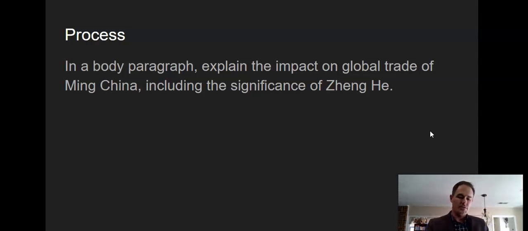All right, so you're going to write a topic sentence where you describe the impact. Then you're going to need specific historical evidence to support that position, and then you need to explain your evidence. In other words, why did you give this information to support your position, right? You need to let me into your head about your decision-making process, right? That is what goes in a body paragraph.